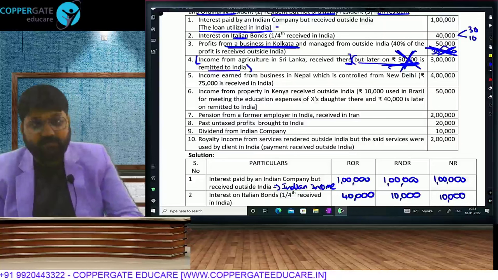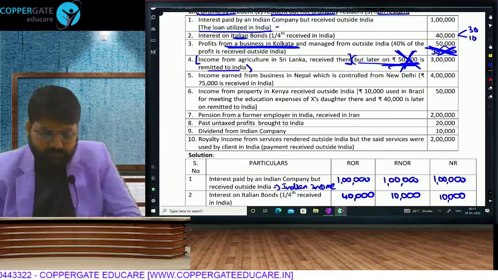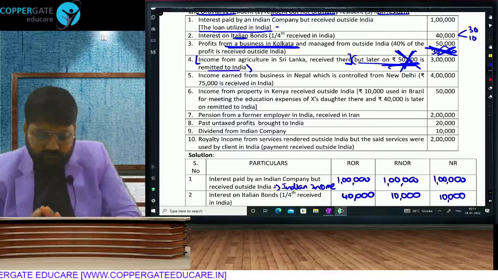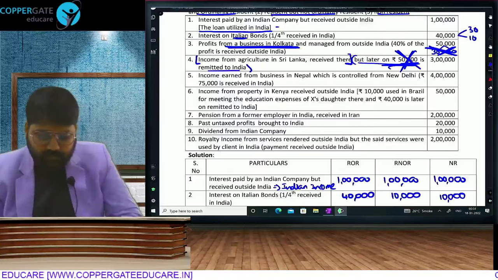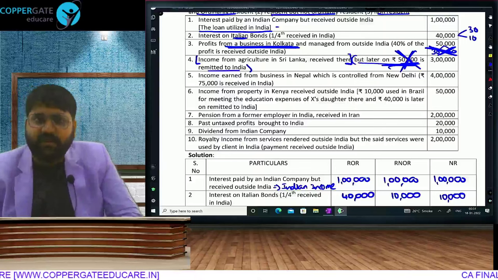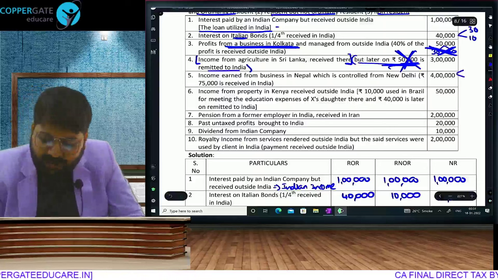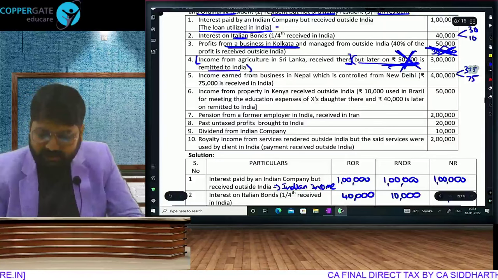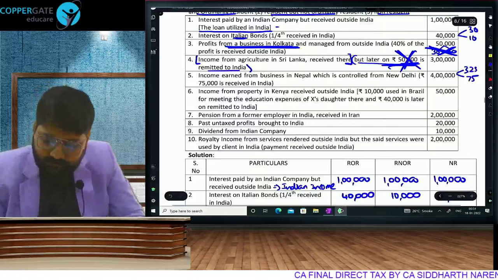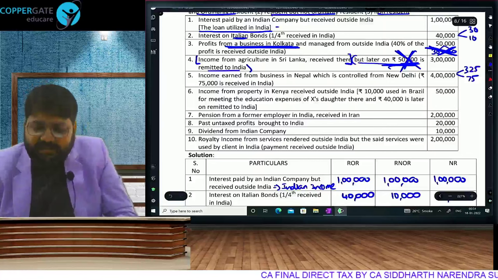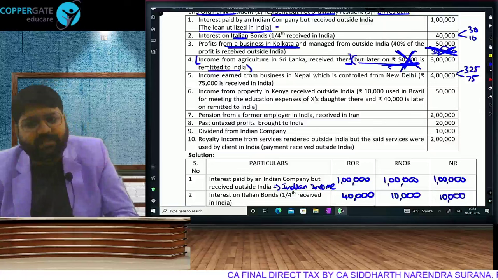Point number 5. What is the total income that you have earned in the business from Nepal? 4 lakh. But now this time, can I classify this into 375 and 75? No, 325 and 75, sorry. 75 is received in India. That means, can I say 325 is received in Nepal?